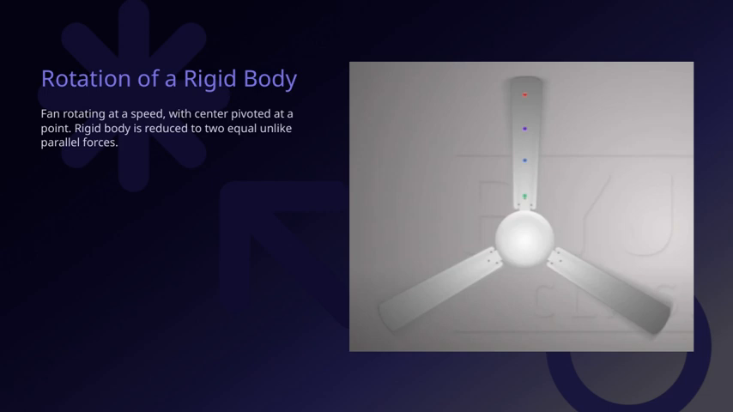The key concept here is that the rotation of a rigid body can be examined by focusing on these forces and their positions, especially their line of action and the resulting moment. When these forces are balanced in a particular way, they produce a turning effect around the pivot point. Connecting this to our overall theme, understanding how forces produce rotation is fundamental in analyzing the dynamics of rigid bodies. It helps us predict how objects like fans, turbines, or even machinery parts will behave under various force conditions. So, grasping this reduction to two equal but opposite forces gives us a powerful tool in our analysis toolkit.